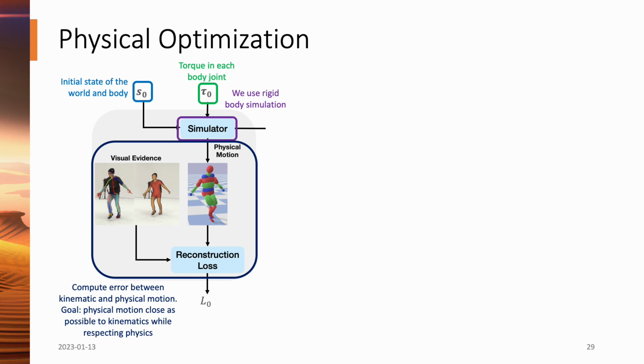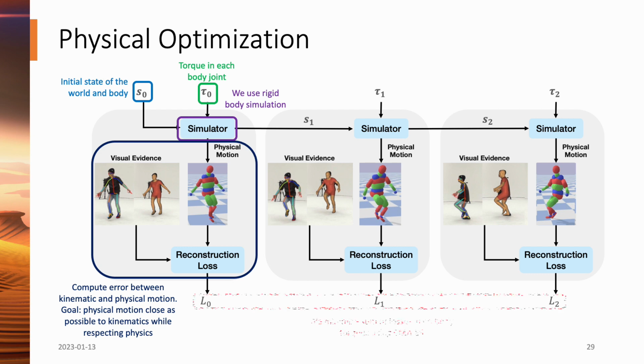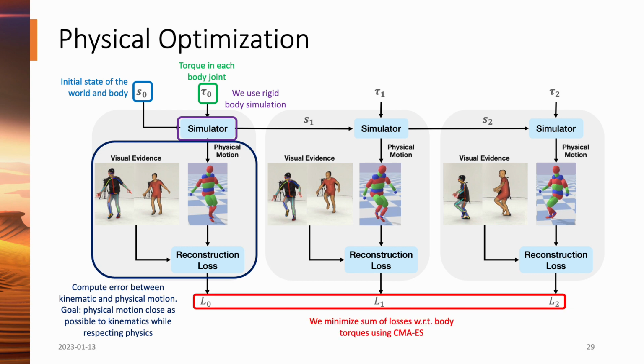We then compute a set of losses between the visual evidence obtained using the kinematics and the physical motion resulting from the simulator. As the physical motion is constrained by the laws of its simulated physics, the resulting physical motion should be physically plausible and, for example, not float unrealistically above the ground. This process is repeated for each time step. We then optimize the torques in order to minimize the sum of the reconstruction losses using the gradient-free CMA-ES method.